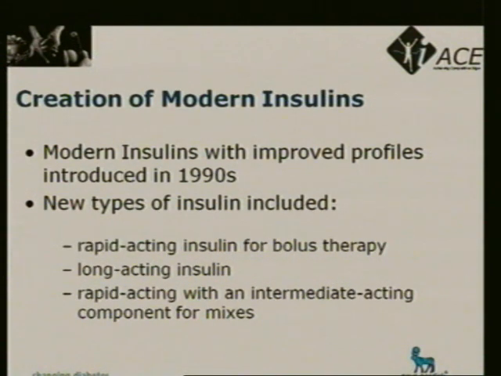The newer types of insulin include the rapid-acting insulins, which we have spoken about a little earlier, Lispro and Aspart insulin, popularly known as Humalog and Novorapid, and the long-acting insulins, which are called Lantus or Glargine, and Detemir or Levemir insulin, and a combination of the two: rapid-acting with an intermediate acting component for a premixed insulin.